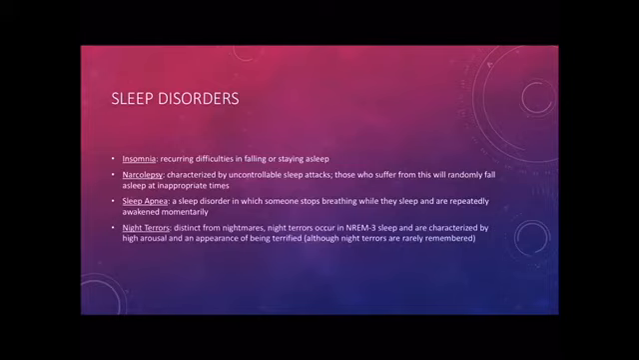And then night terrors. Definitely write down that night terrors are not nightmares. They are not the same thing, because nightmares are dreams. Those happen in REM sleep. Night terrors are not dreams. They happen in NREM3 sleep. And there's no visual accompaniment with a night terror.